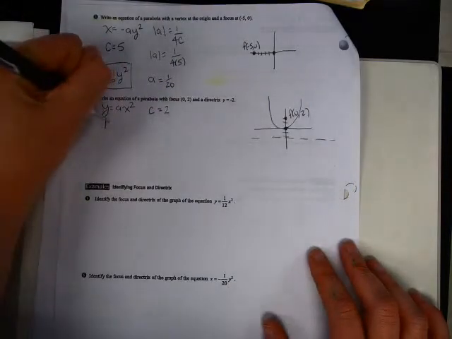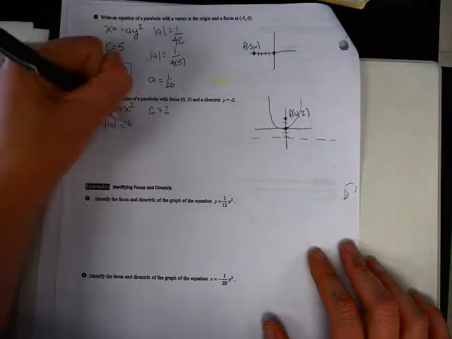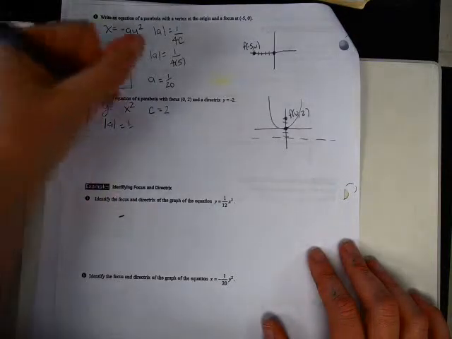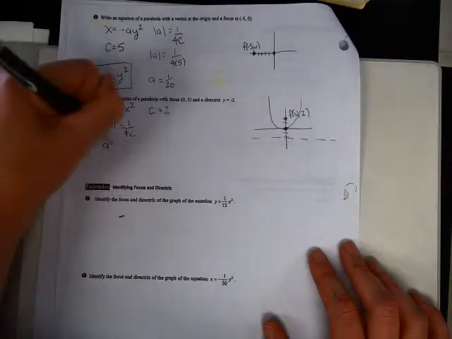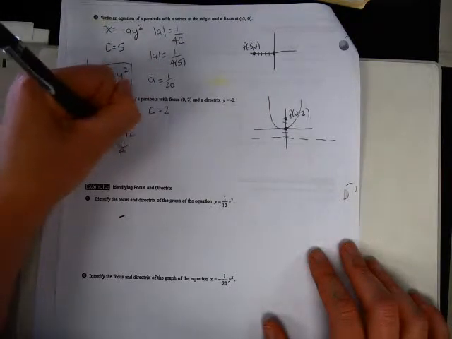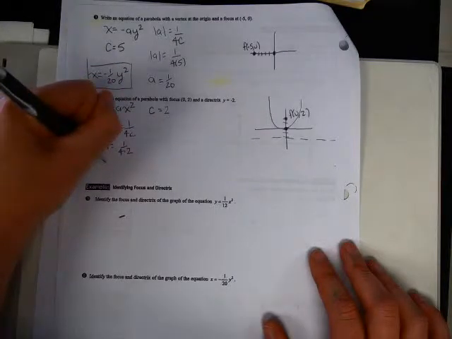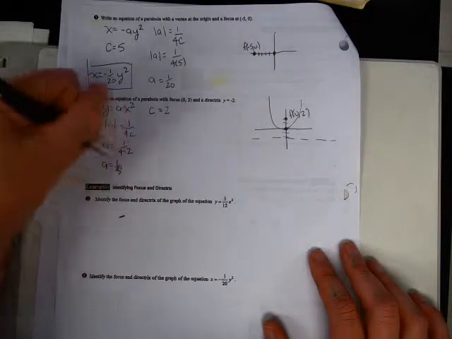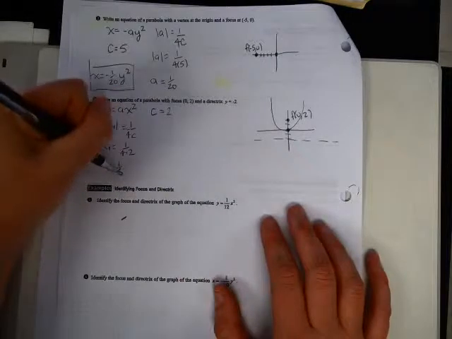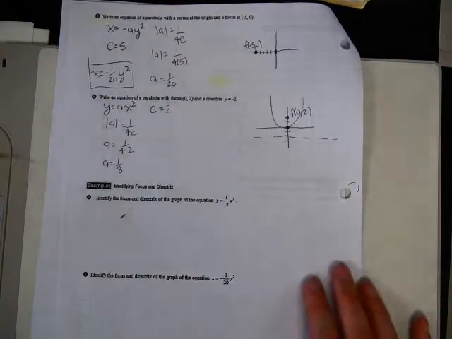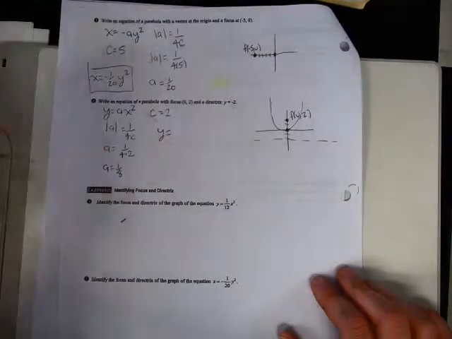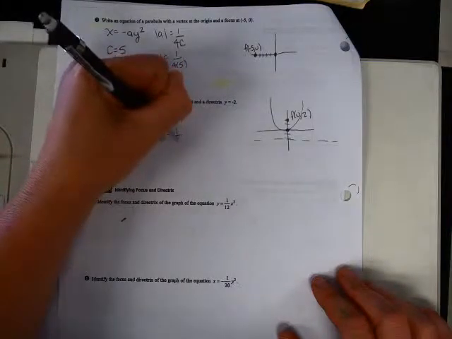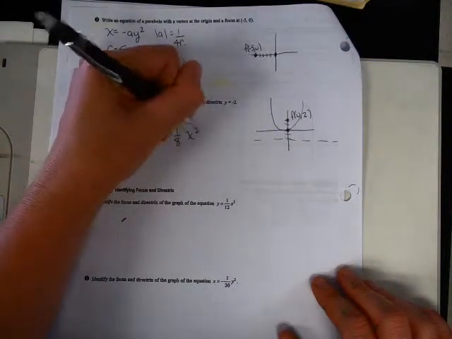So now I'll plug it into my formula. a equals 1 over 4c. It's going to be a equals 1 over 4 times 2, so a equals 1 over 8. Now I can plug that right back into my equation: y equals 1 over 8 times x squared.